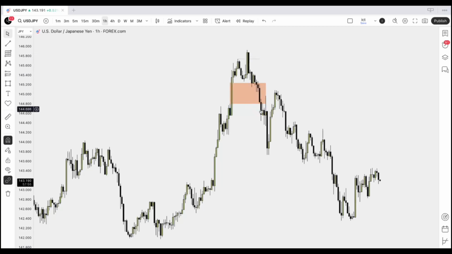Meaning, once we trade below it, we want to see it used for selling on the other side, and vice versa if this is a bullish example of my model.